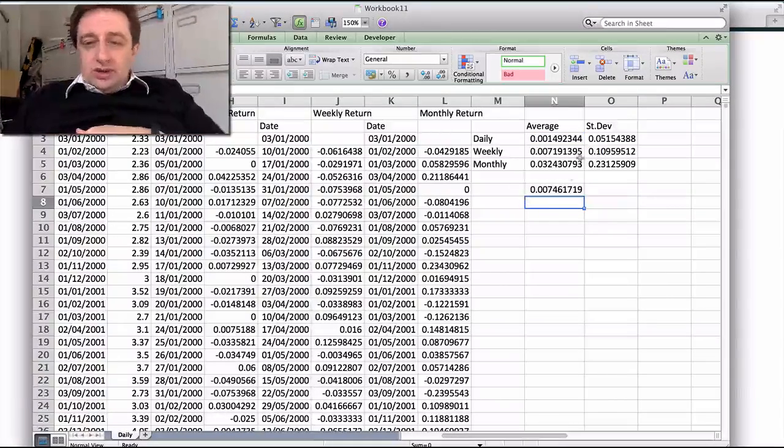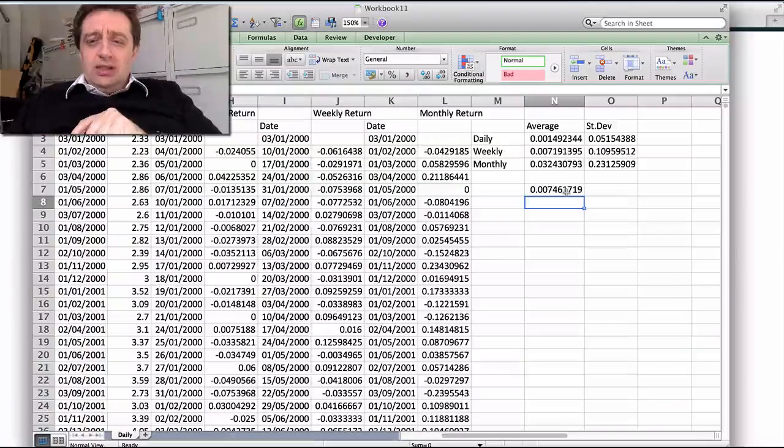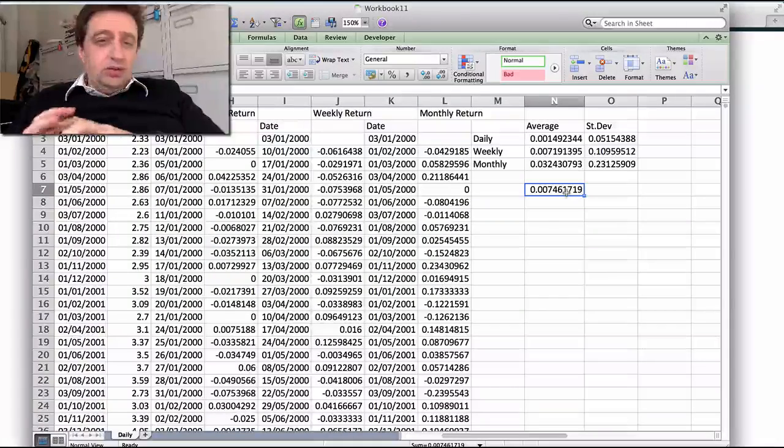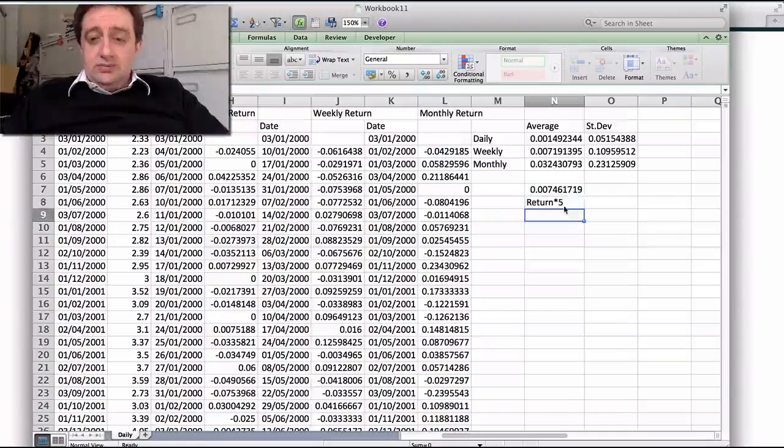Now, look at what we've done here. We've just multiplied this by 5, and then you compare it to the weekly. The weekly data is the actual weekly return. This is the approximation of the weekly return by using daily data. And the formula is just the return multiplied by 5, and that's the number of days.